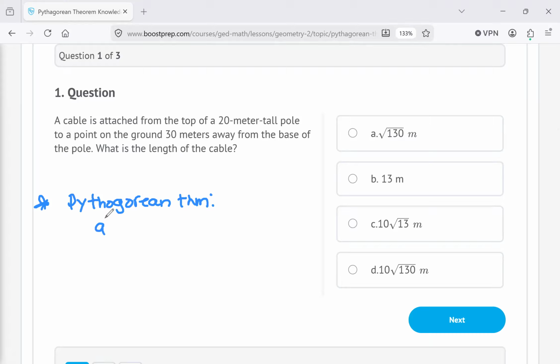Let's go ahead and get your notebook or your notes or a piece of paper. We're gonna go over some important rules.